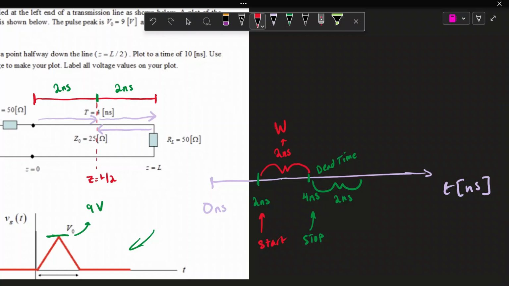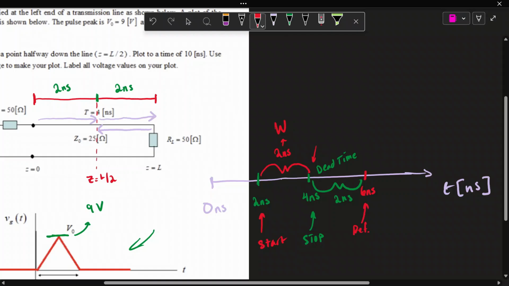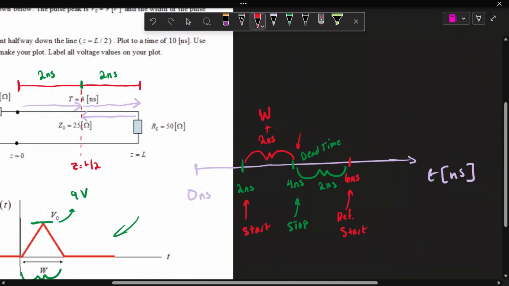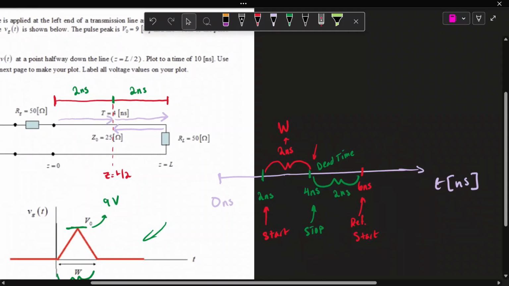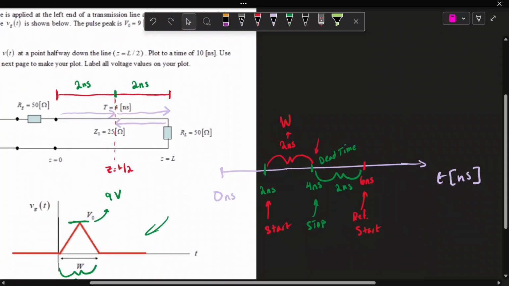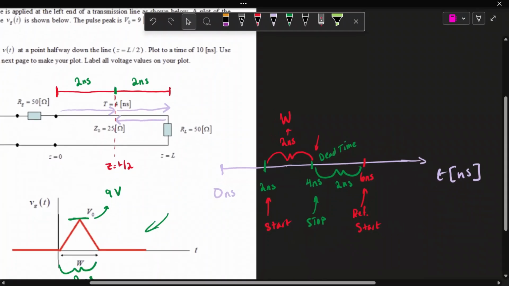Now, once it passes that middle line, L over 2, it will be read. So 4 nanoseconds when this first one stops, plus 2 nanoseconds, the dead time is 6 nanoseconds. This is when the reflected wave will start. I hope y'all can understand this number line kind of thing. I'm just showing y'all a very skeleton basic idea so that we don't mess up any of the initial and ending times. Those are probably the most important thing, because the other ones you can just plug into an equation.